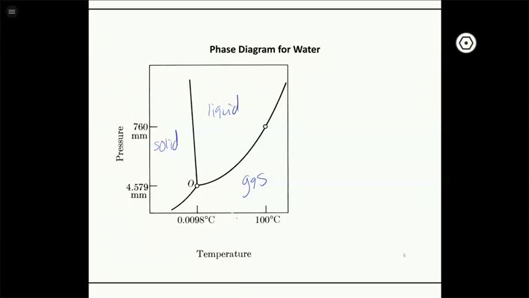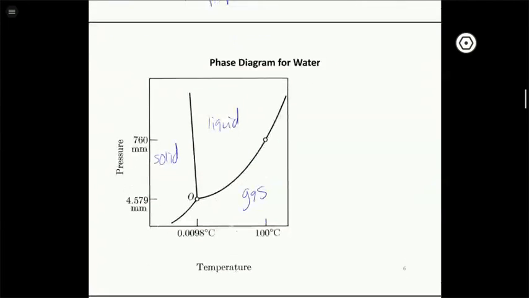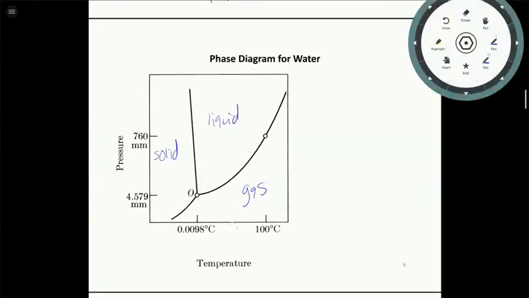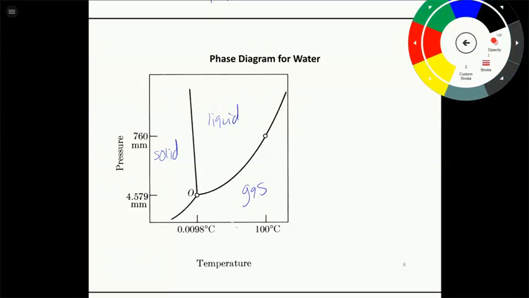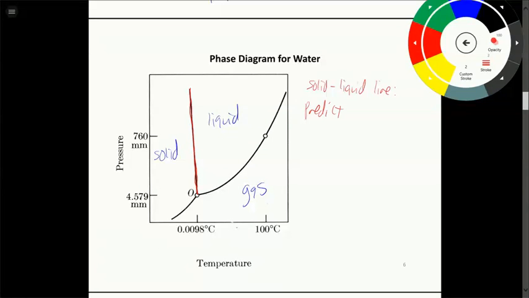And then the different lines and different points on the diagram can kind of tell us some things. So I'll highlight these in some different colors as soon as I'm allowed to. There we go. All right, so this line here, as I said, when you have a line that divides the phases, this is the solid-liquid line. And this allows you to predict the melting point at different pressures.